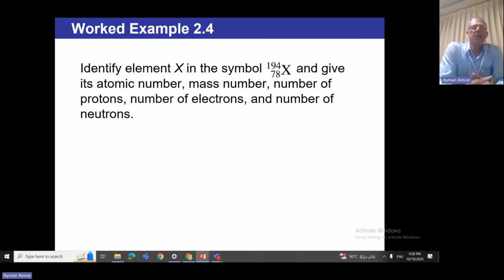Another example, identify element X given the atomic number and mass number. X has atomic number 78, mass number 194. From these quantities, you can calculate the number of protons, which is equal 78, number of electrons 78, and the number of neutrons 194 minus 78.